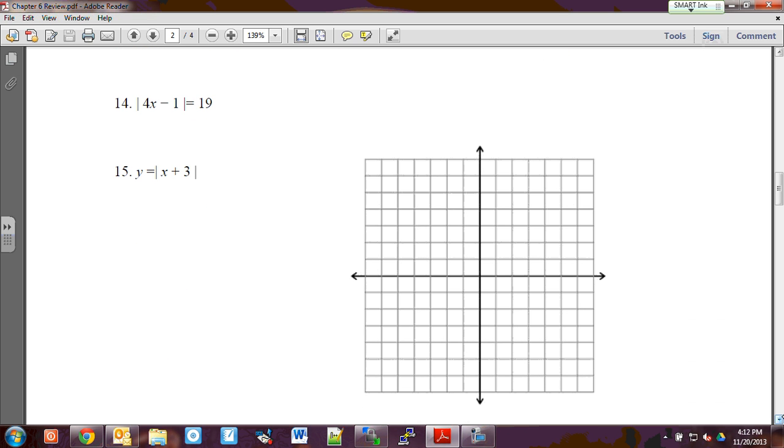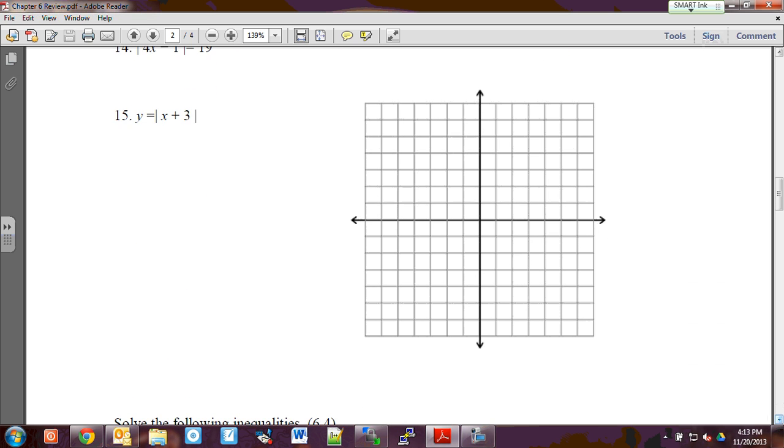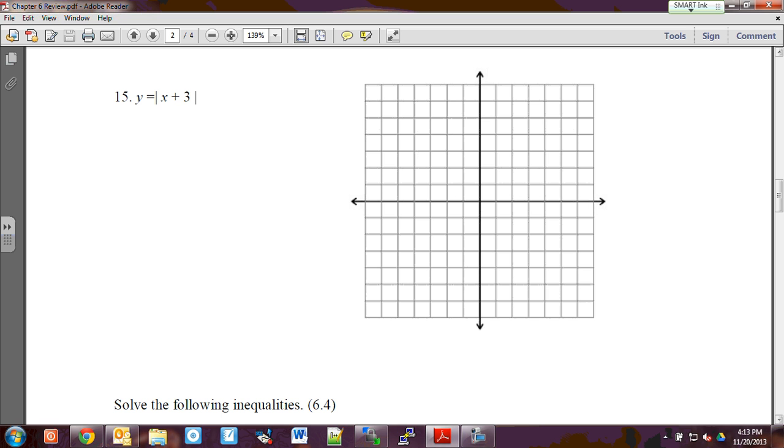All right, let's look at 15. This one I am going to graph. y equals the absolute value of x plus 3. Basically what this means is a horizontal shift to the left 3 spaces. So this would look like 1, 2, 3. You'd have a slope of 1 going up this way, and you'd have a slope of 1 going up that way.